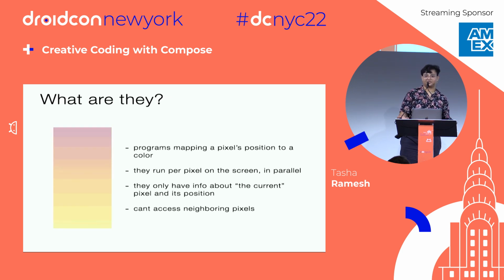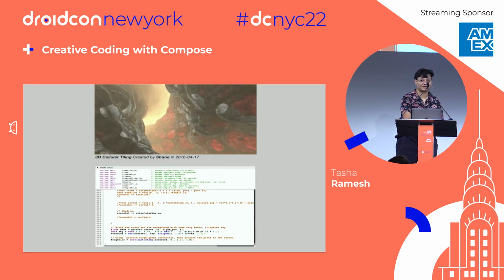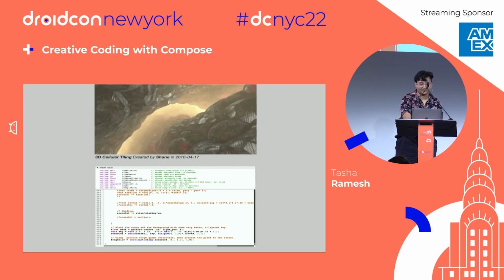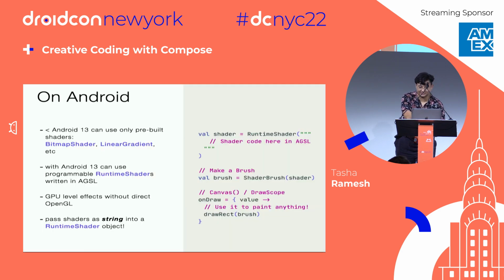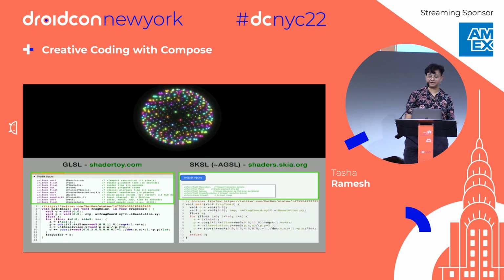So what are shaders? All right, shaders are programs that map a pixel's position to a color. And I'm going to skip over because we're over time. But here's an example of a shader. People produce some crazy things with shaders. Android 13 has a cool new addition where you can use runtime shaders. So you can basically copy-paste shader code and run it on your Android device.